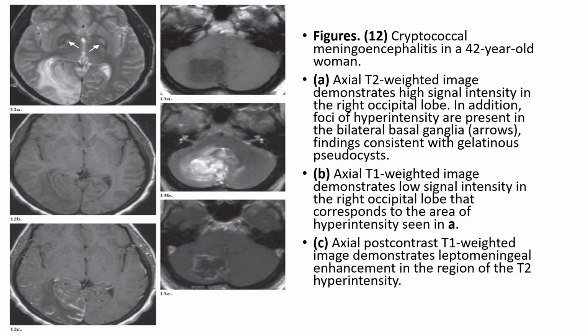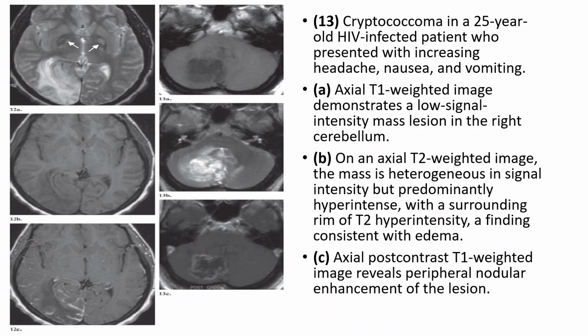Second image, axial T1 weighted image demonstrating low signal intensity in the right occipital lobe that corresponds to the area of hyperintensity seen in figure A. Third image, we see axial post-contrast T1 weighted image demonstrating leptomeningeal enhancement in the region of T2 hyperintensity.